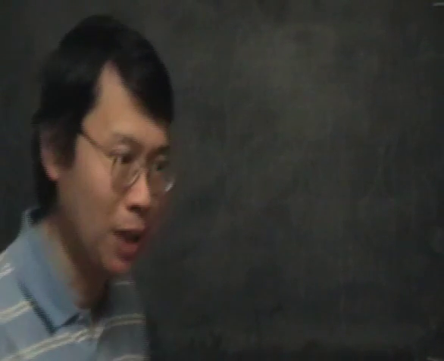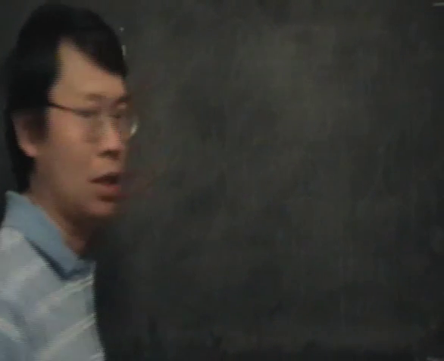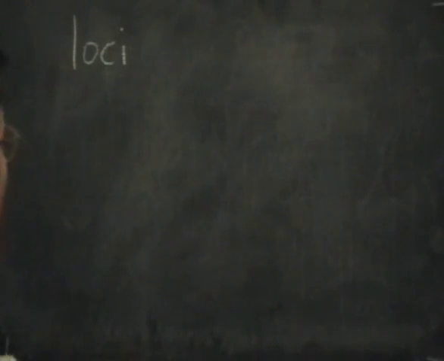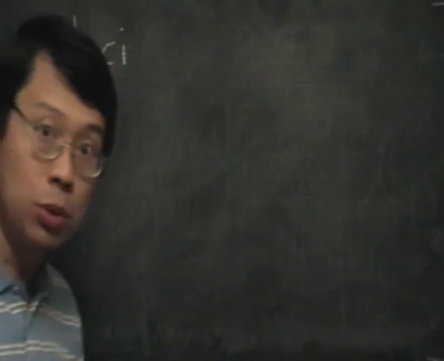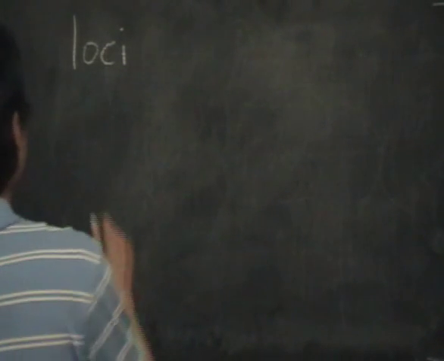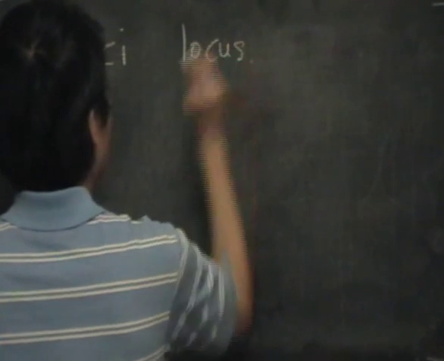Hello, in this session I'm going to talk about loci. Now first we need to get a good idea about how to spell this word. Loci, L-O-C-I. Now actually loci is the plural. The singular of loci is locus.